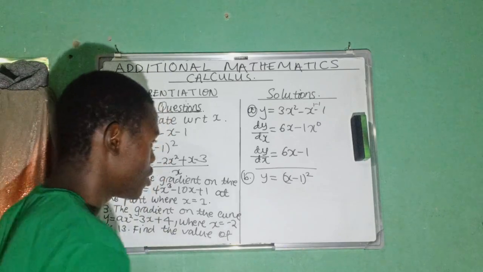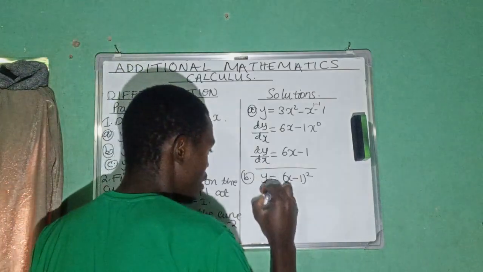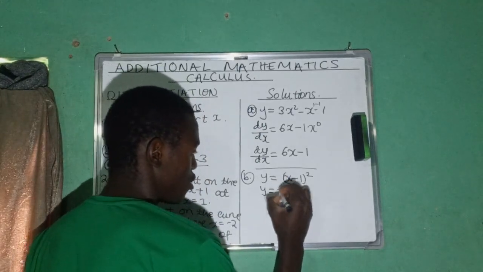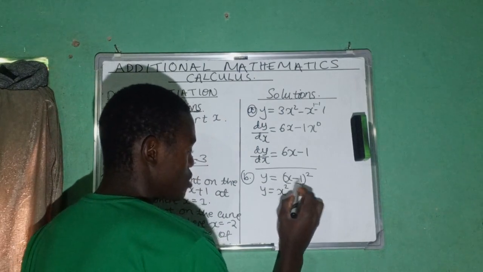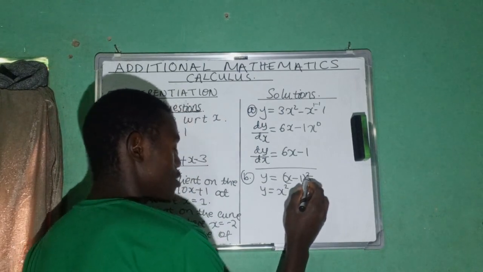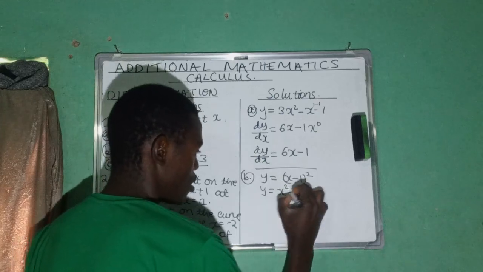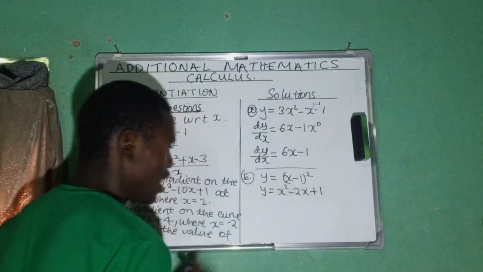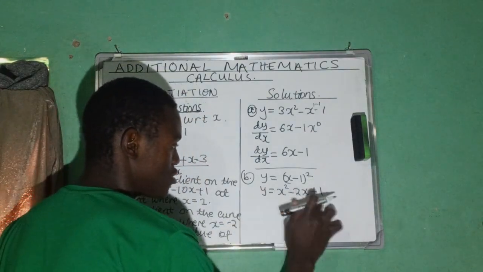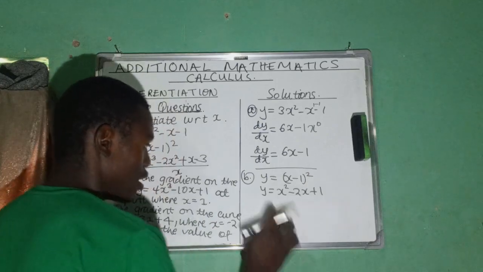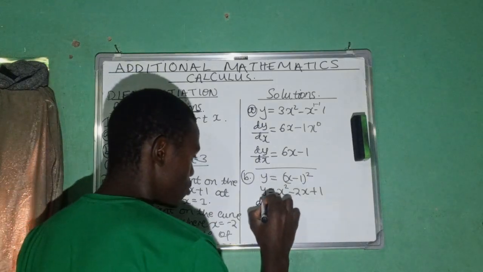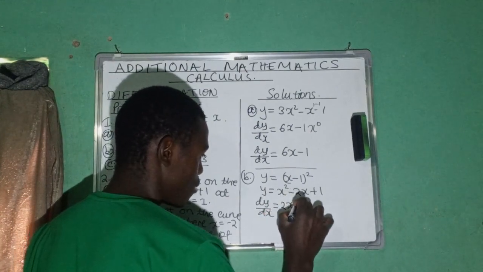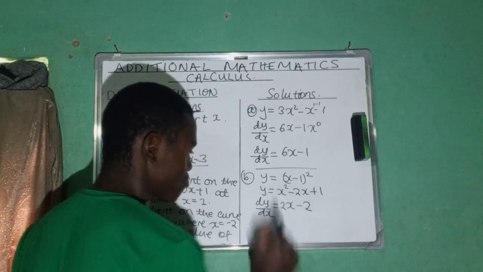There's a simple way of doing it. We'll say y is equal to this x, you square it, it's going to be x squared, x multiplied by negative 1, negative x, times the 2, negative 2x, then the negative 1 squared is positive 1, like that. So this is your equation. This is the same as that. Then we differentiate it, it will be dy/dx is equal to 2x minus 2.